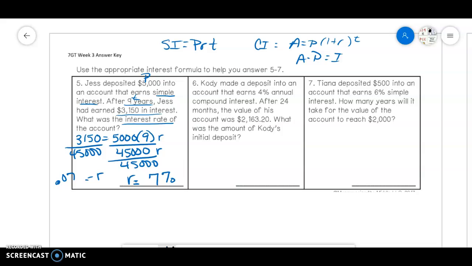Cody made a deposit into an account that earns 4% annual compound interest. So our rate is 0.04. After 24 months, remember that's our time, but time needs to be in years. So we need to change that to a 2. The value of his account was $2,163.20. What was his deposit?